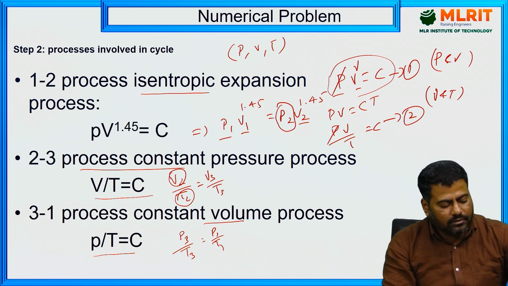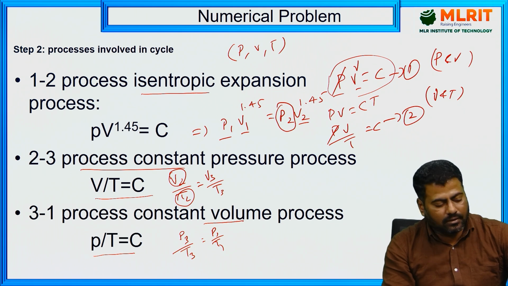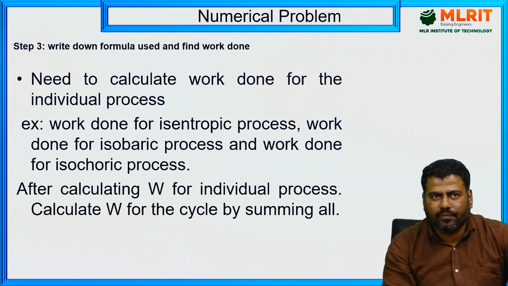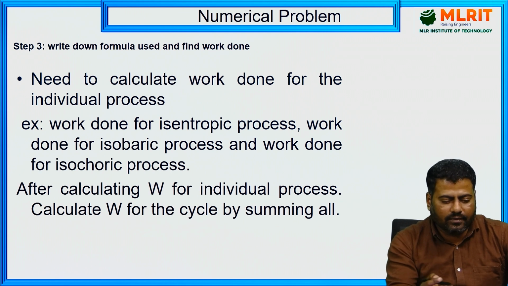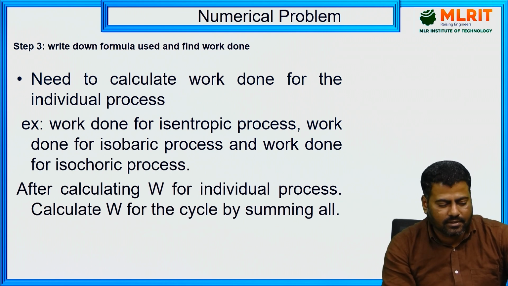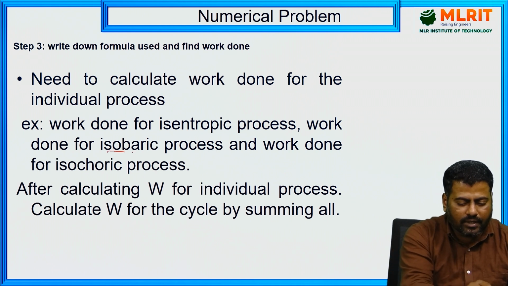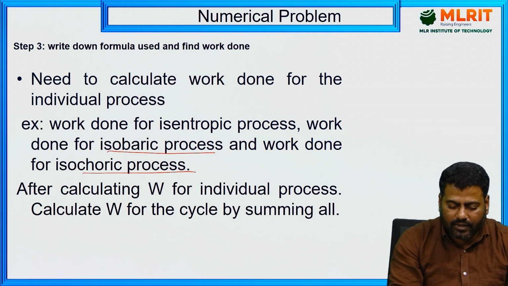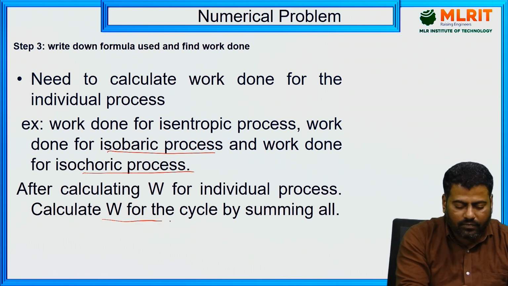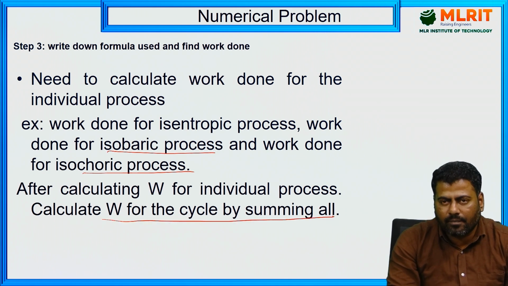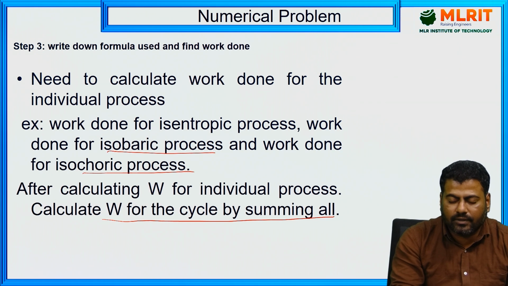So like this, we need to solve the problem for the various ideal processes, or quasi-static processes. We need to calculate the work done for the individual processes, for example the work done for the isentropic process, the isobaric process, and the isochoric process. After calculating W for each individual process, calculate W for the cycle by summing all. This is the way of solving the problem.